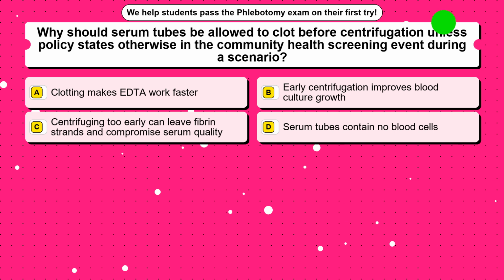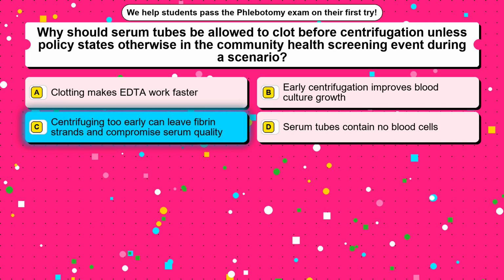Question 93. Why should serum tubes be allowed to clot before centrifugation unless policy states otherwise in the community health screening event during a scenario? Option A. Clotting makes EDTA work faster. Option B. Early centrifugation improves blood culture growth. Option C. Centrifuging too early can leave fibrin strands and compromise serum quality. Option D. Serum tubes contain no blood cells.